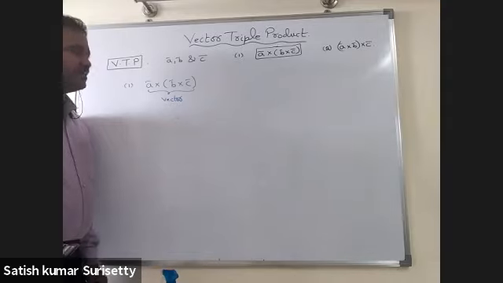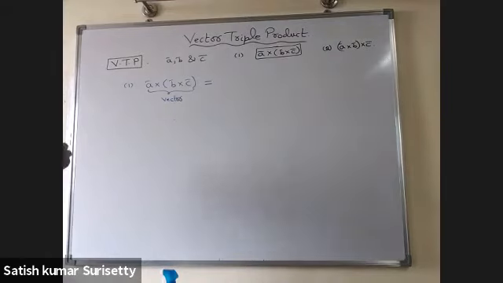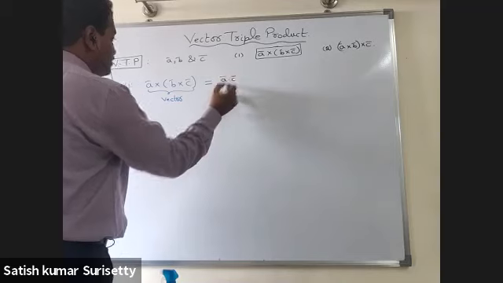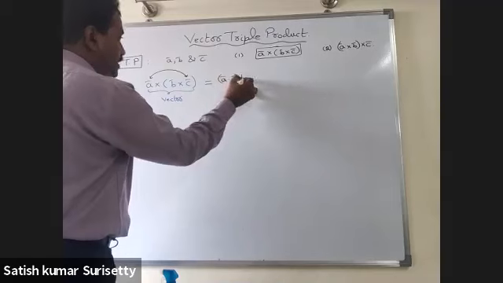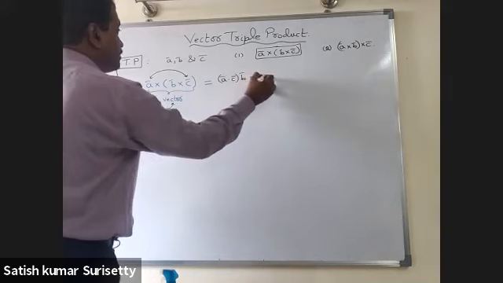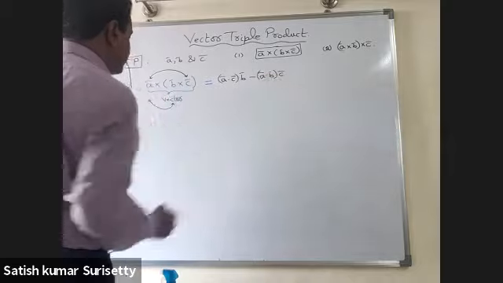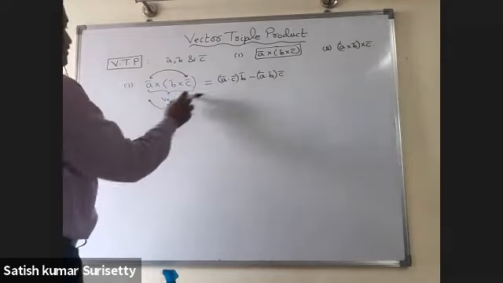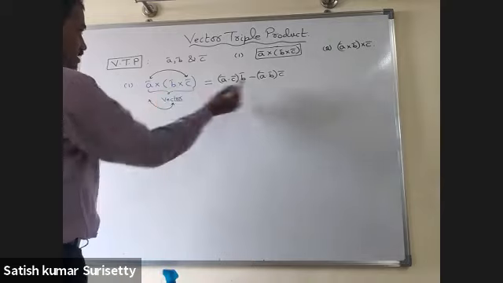Now we can have another formula also. So A cross B cross C can be derived as A bar dot C bar into B bar minus A bar dot B bar into C bar. Now, how to prove this? A cross B cross C equals A dot C into B bar minus A dot B into C bar.